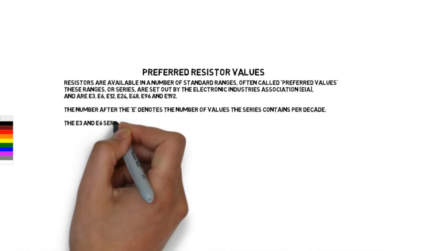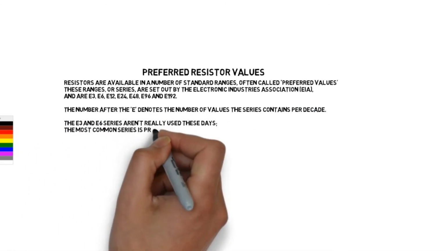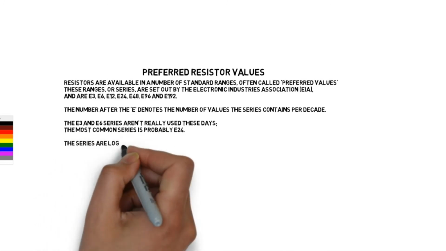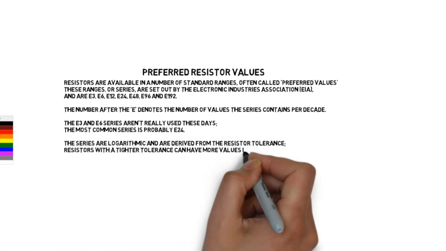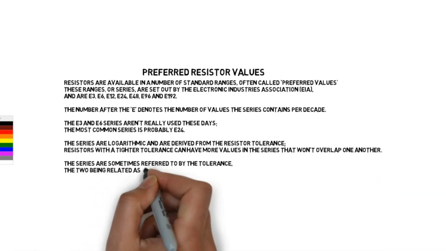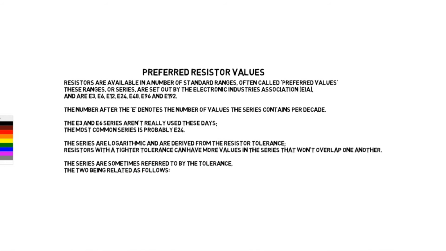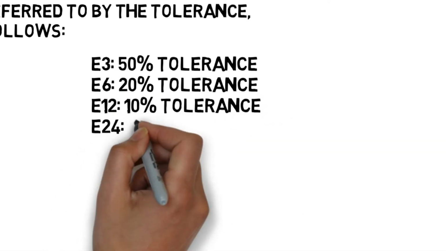The E3 and E6 series aren't really used these days. The most common series is probably E24. The series are logarithmic and are derived from the resistor tolerance. Resistors with a tighter tolerance can have more values in the series that won't overlap one another. The series are sometimes referred to by the tolerance, the two being related as follows.